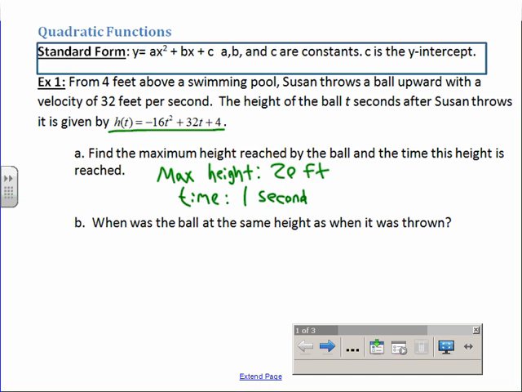The girl, Susan. So when was the ball the same height as when it was thrown? Let's look at the equation. Remember, it's height based on time. So I need to substitute in for the height this time.